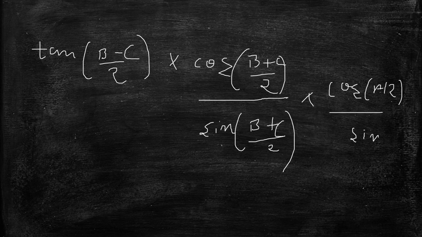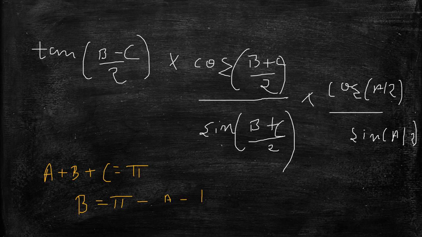Now I will use the angle sum property. What is my angle sum property? The sum of all angles of a triangle is 180 degrees. So angle A plus angle B plus angle C is equal to 180 degrees, that is pi. Now what will be my B minus C? From here I can find that A plus B plus C is equal to pi.